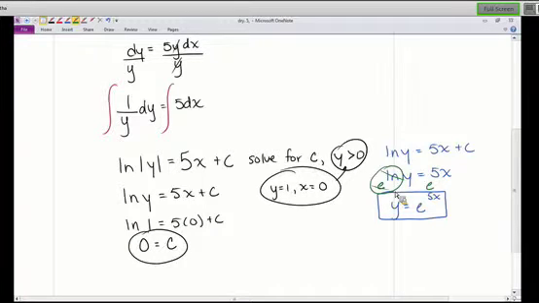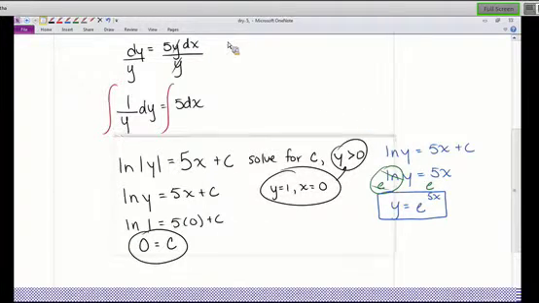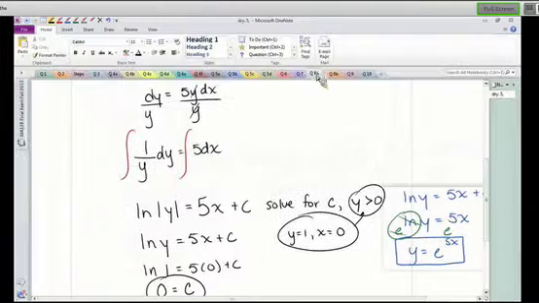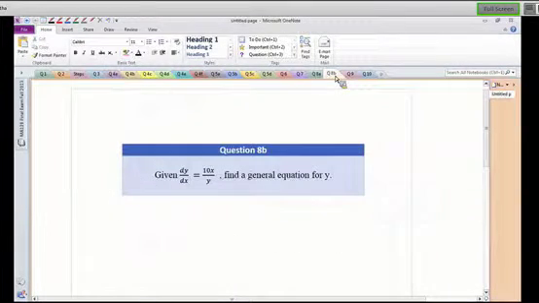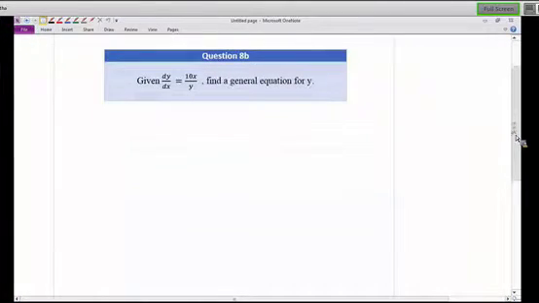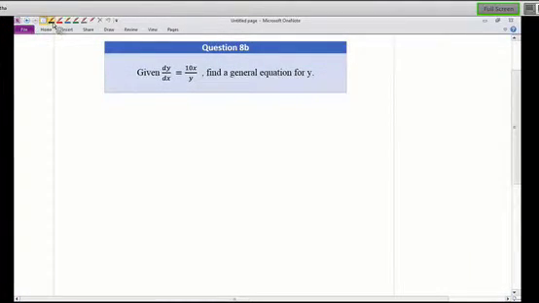All right, I think we're good for this problem. All right, let's move on to B. Again, if you want me to go back, I'll gladly go back. Okay, so again, here's another separable differential equation. So let me just write the problem out.